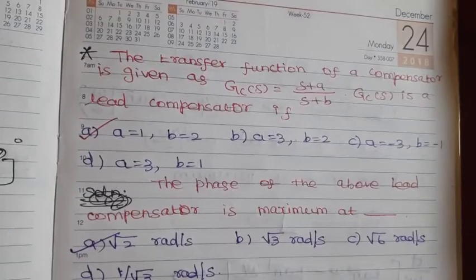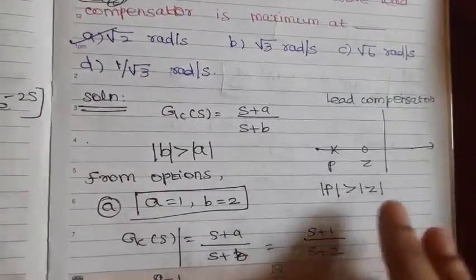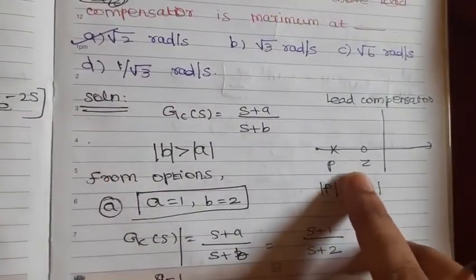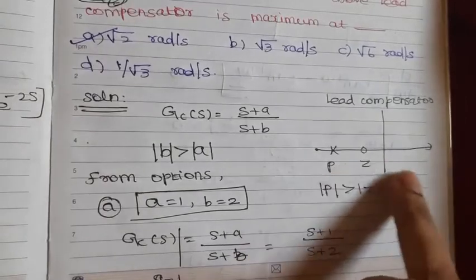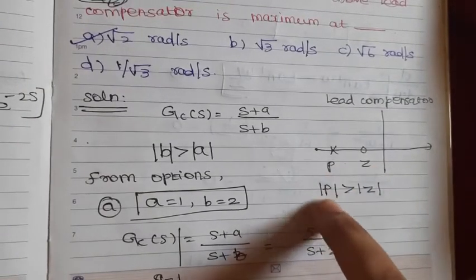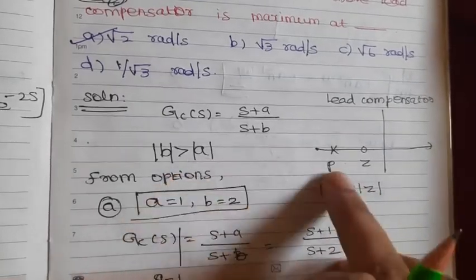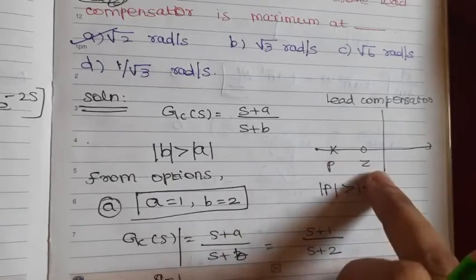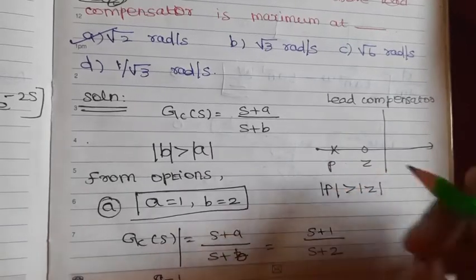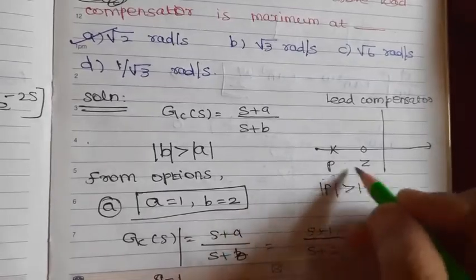For the first one, what is the lead compensator? As I told earlier, in a lead compensator the zero location is nearer to the origin than the pole, right? So obviously P is greater than Z. So the magnitude of the pole should be greater than Z only. Say it is at minus 1 or it is minus 3 or somewhere. This is the greater one.